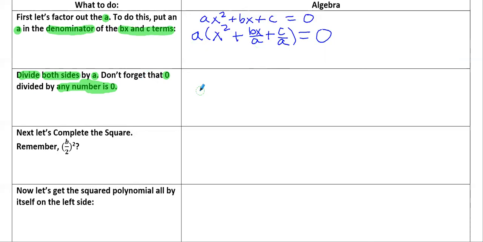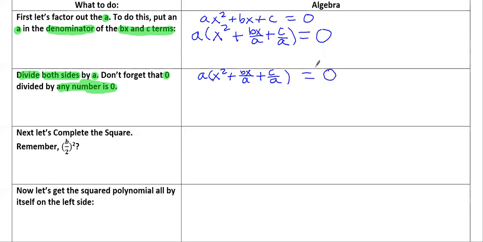Okay, so I'm going to divide both sides by a, and I'll actually show this, even though it's going to be a little bit nuts trying to show it. But you know what? I'm going to do it for you guys because I care a lot. Okay, we have bx over a, plus c over a equals 0.